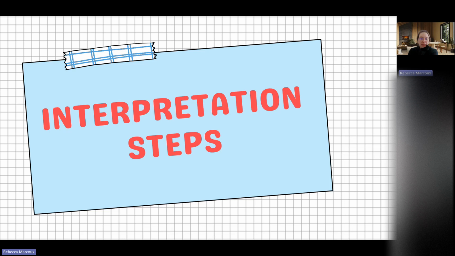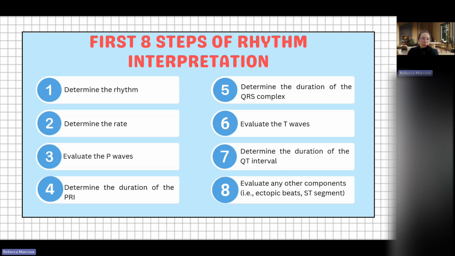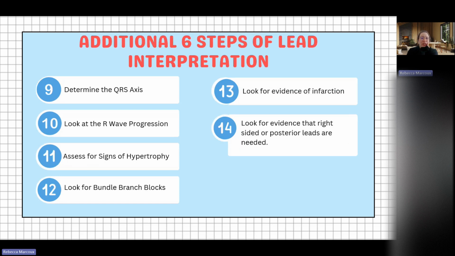Okay, so we'll go ahead and get started with looking at some 12 leads. As a review, we have a ton of interpretation steps. We have our 8 basic steps for a standard rhythm strip. And then when we're doing a 12 lead, we add on an extra 6 steps. The last one being look for evidence that we need right-sided or posterior leads.